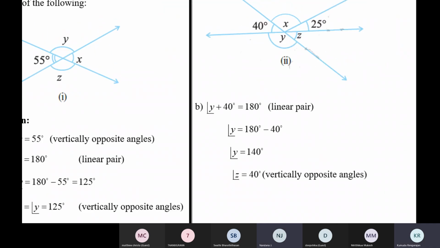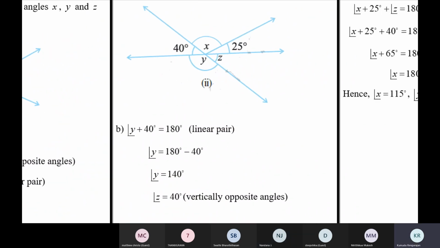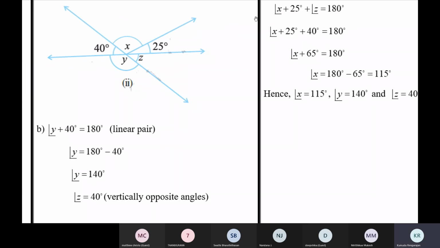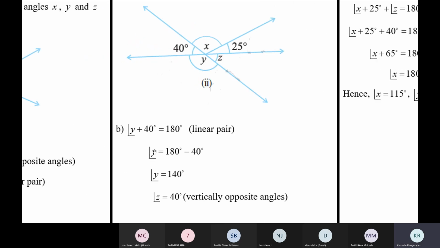All right, now let's see the second one. You can do anything first. Now you can work this also first. I've done this with X, 25 and Z. Okay, fine. See, children, I'll tell you something. It's not on the screen. You can also do this. You can find X first.